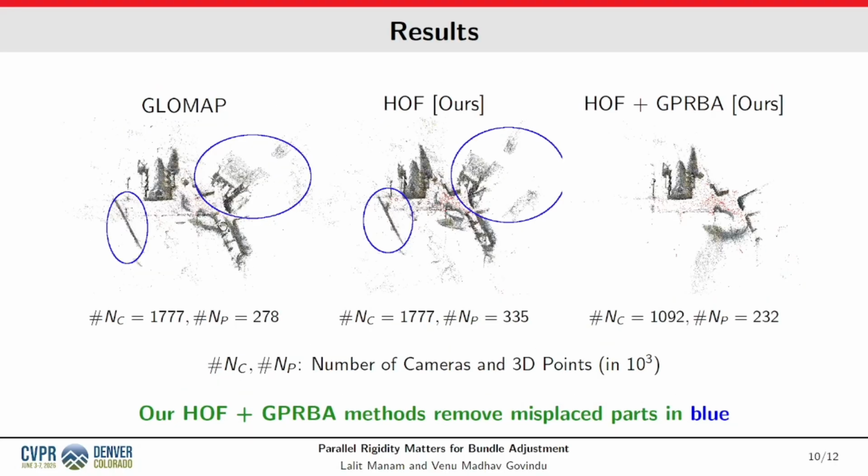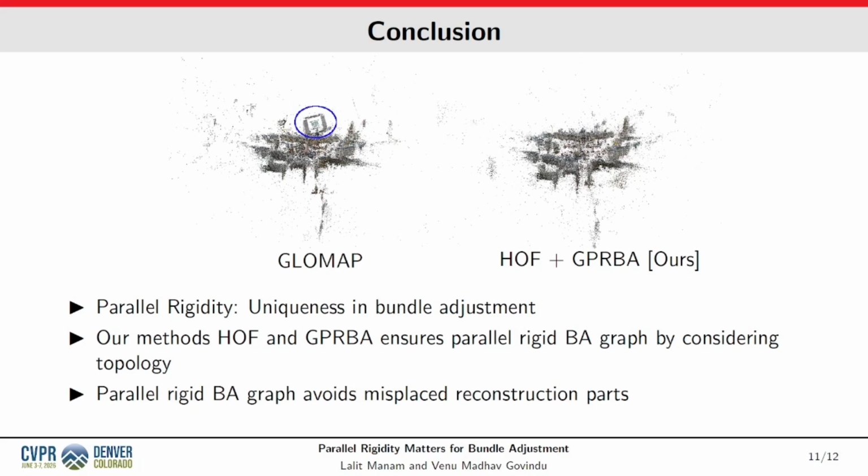In another example, we again see that a facade of a building has been misplaced, which is not removed just by removing inconsistent observations. Applying our parallel rigid method with the four-length loops leads us to a cleaner reconstruction by removing misplaced parts. To conclude, parallel rigidity is important to check for uniqueness of solutions in bundle adjustment.